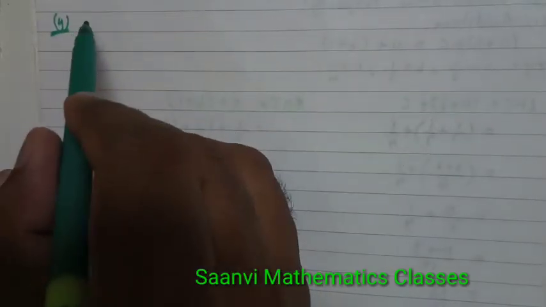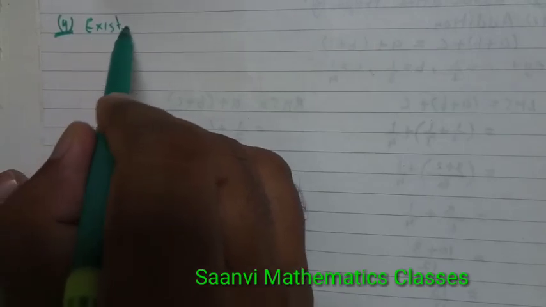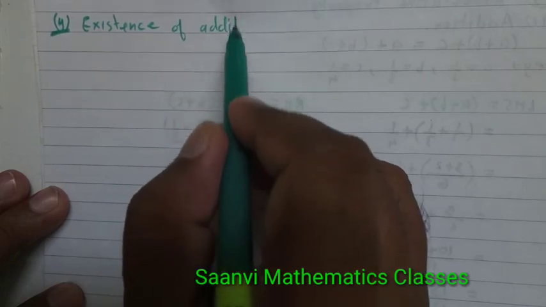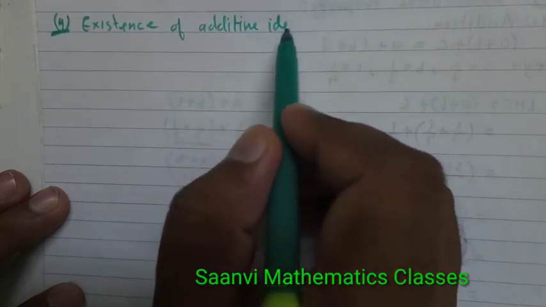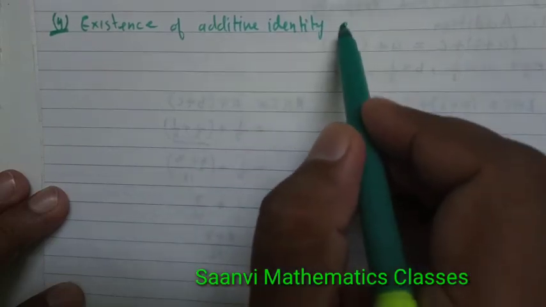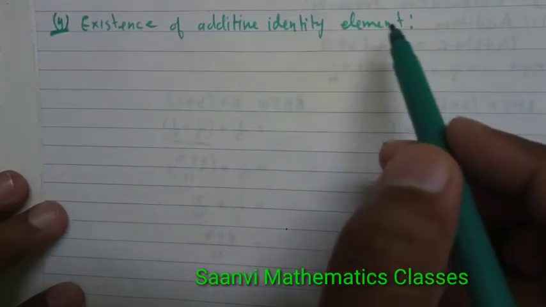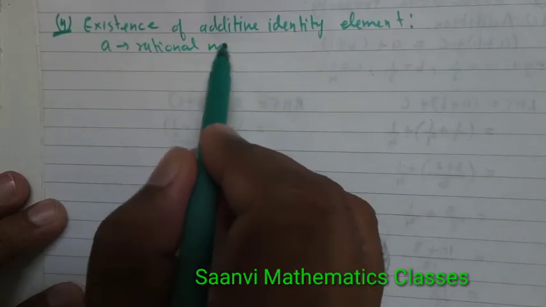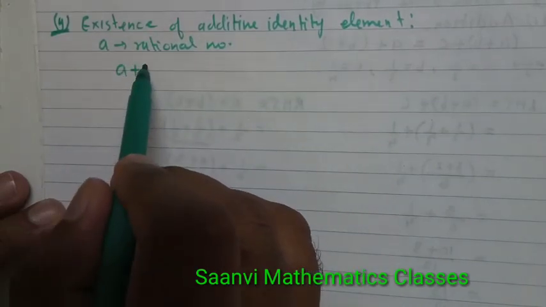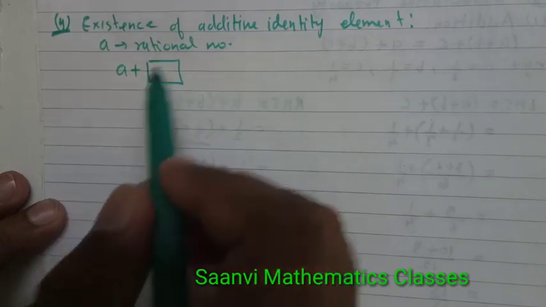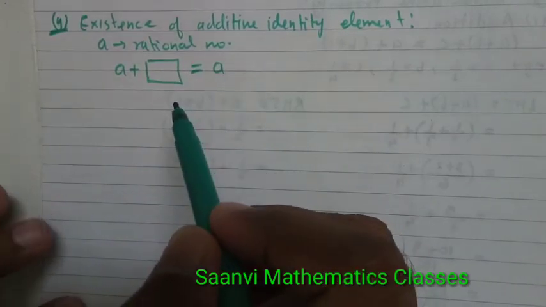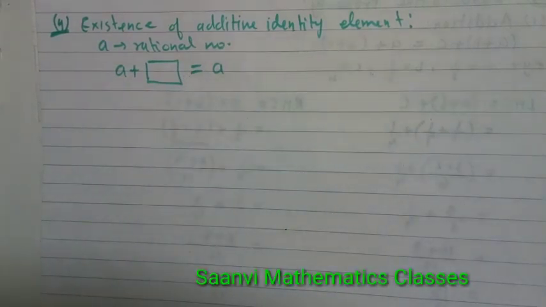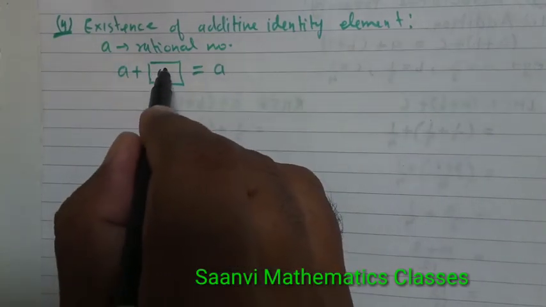Okay, next property we call it as existence of additive identity element. What does it mean? Suppose I take A as any rational number. Now, a rational number which I should add with this A so that I can get A again. So what is that number? And that number will be called the additive identity element. That will be only 0.